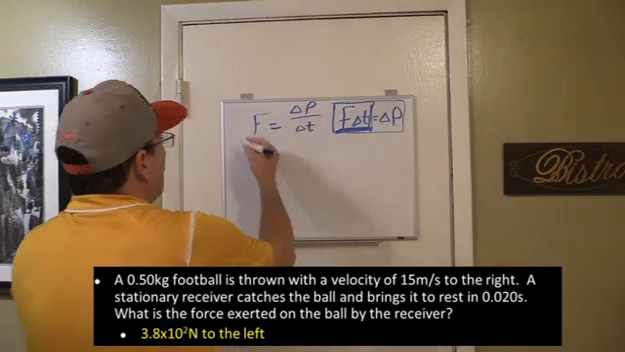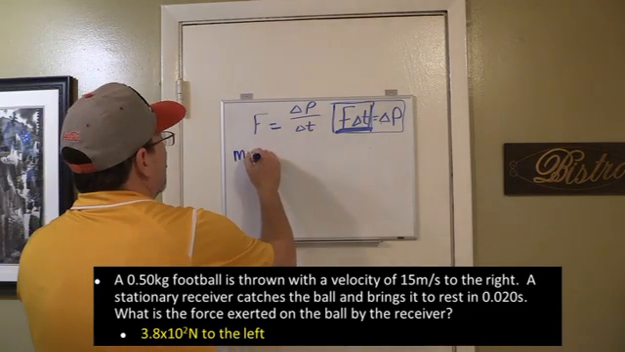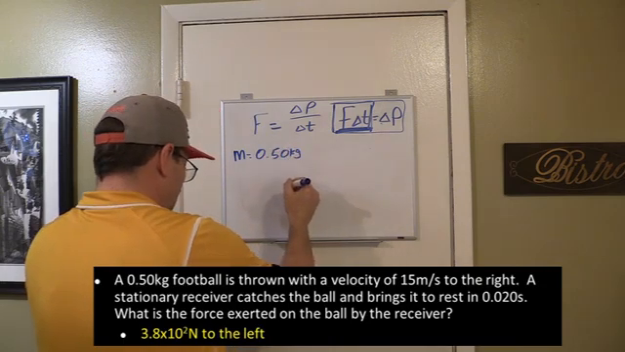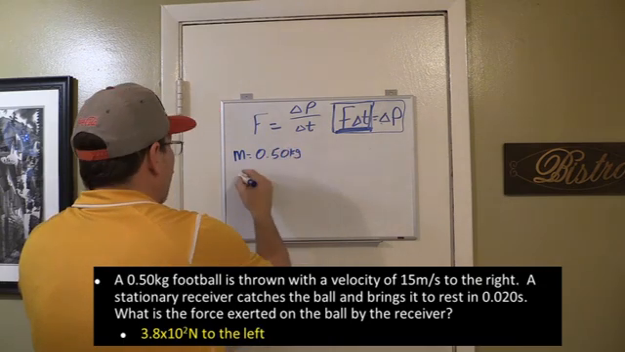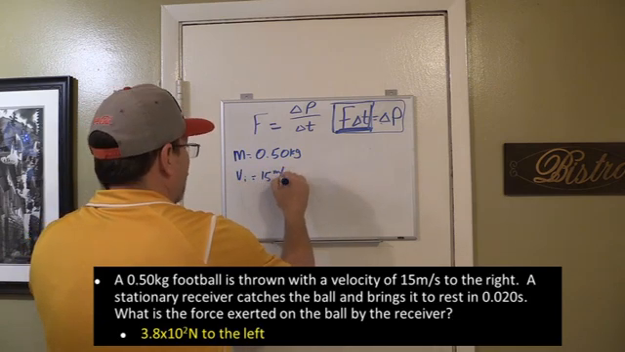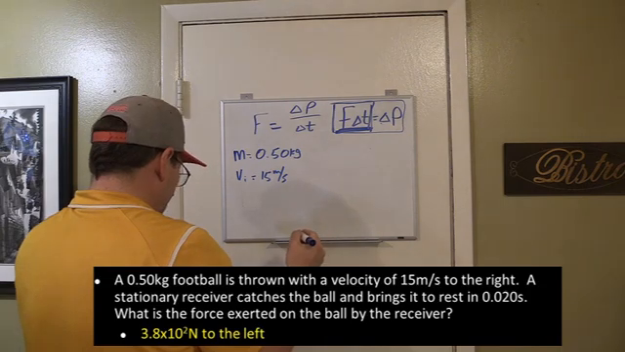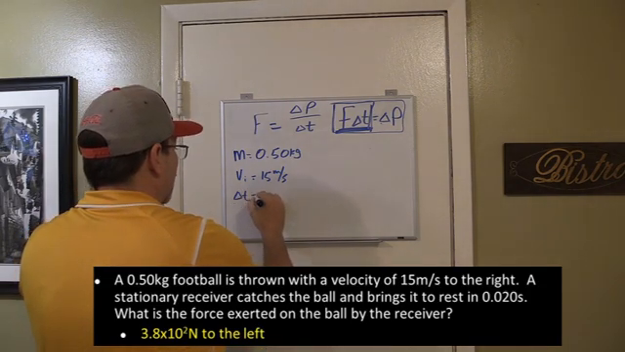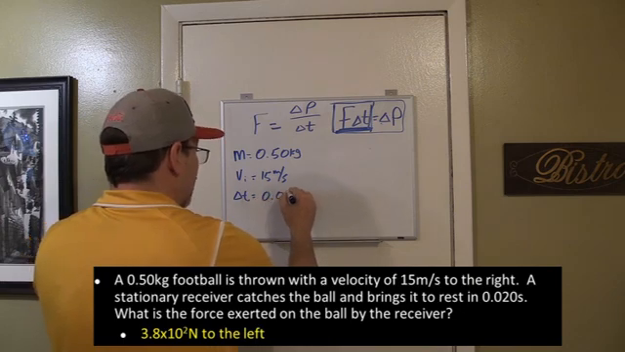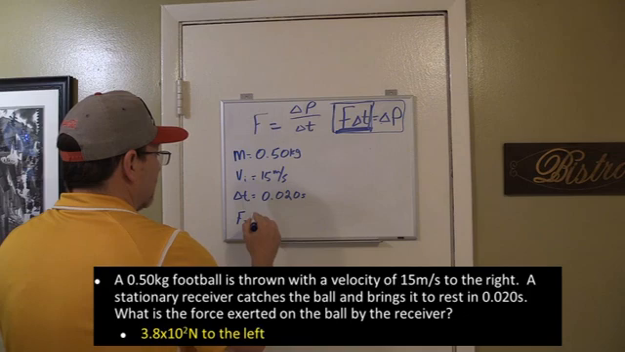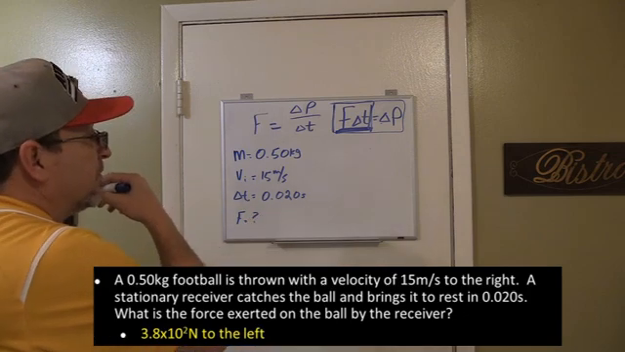All right, so we have the mass is 0.50 kilograms, with an initial velocity of 15 meters per second. The change in time that the receiver uses is 0.020 seconds, and I need to find the force.